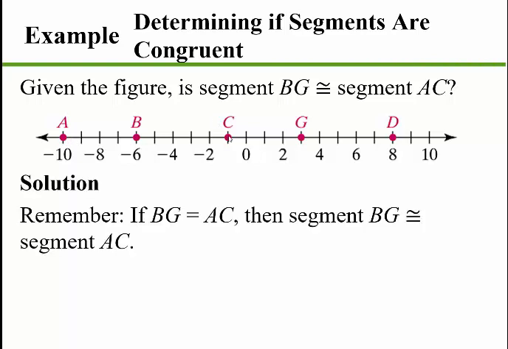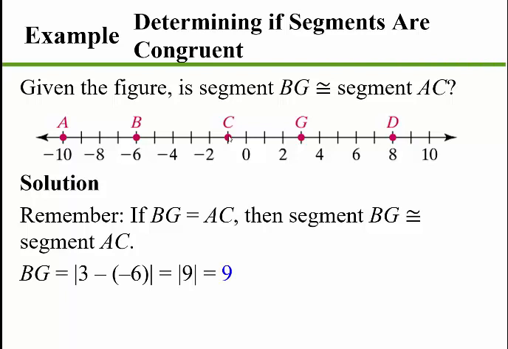All right, so remember, if the segments are equal, so if BG is equal to AC, then segment BG will be congruent to segment AC. What I'm saying here is that to show that two segments are congruent, what you should do is see if they have equal distance.